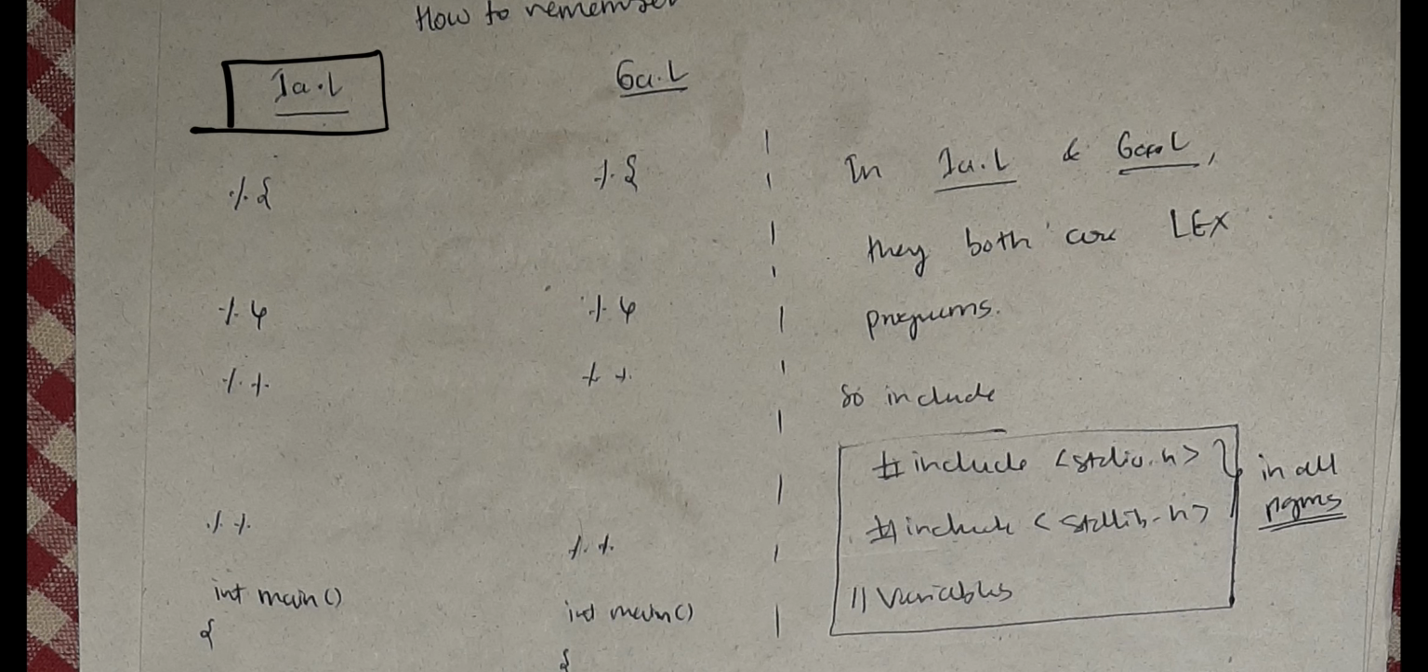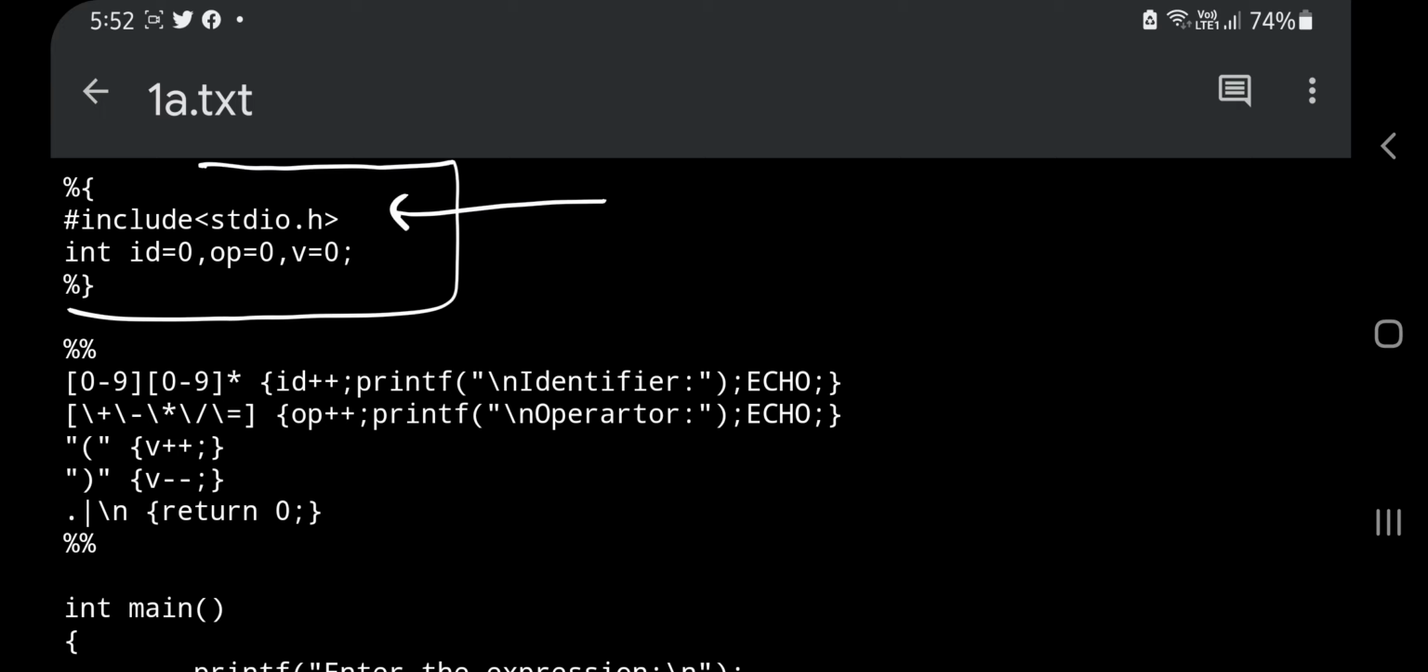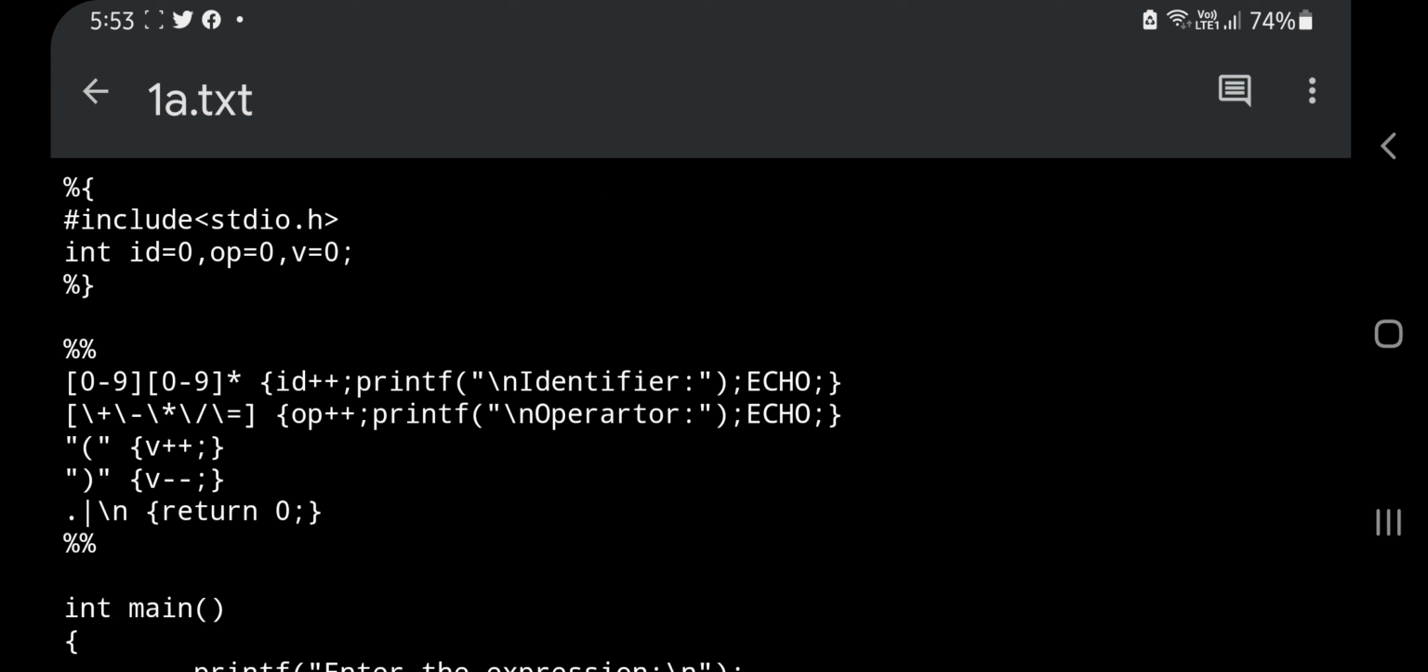What are the similarities? 1a.l and 6a.l. Have a look here. This is the 1a program, which is 1a.l, the first one which I mentioned. In 1a.l you can find this is divided into three categories. This is the first category, the declaration part. Here we have #include stdio.h, also write #include stdlib.h, because writing it does not make any difference, but if you leave it out in some programs, it will make a difference. So make sure you write stdlib.h as well. And here we have the variable declarations, which we'll be discussing later. So this is about the declaration part.